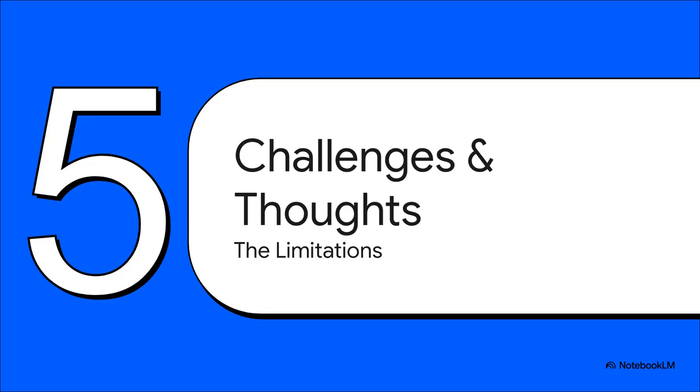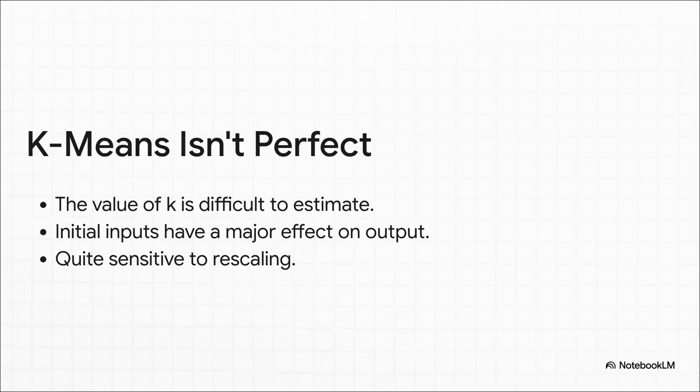Now, as powerful and as cool as k-means is, it's not a silver bullet. It's really important to know that it has some limitations. For one thing, picking the right k, that is, the number of clusters, can be more of an art than a science. If you pick the wrong number, you're going to get weird results.